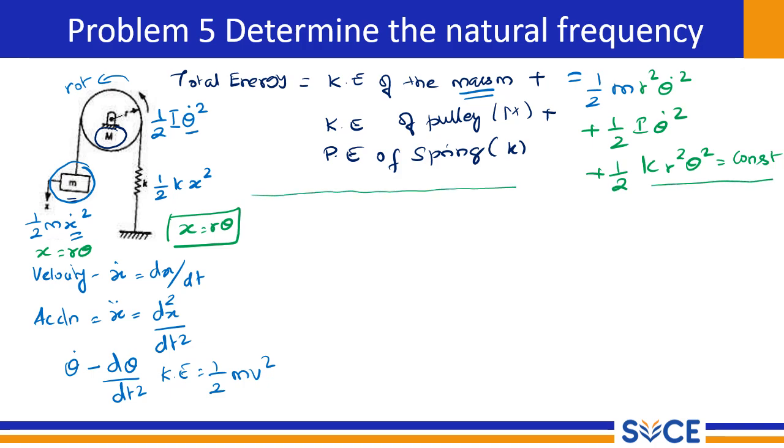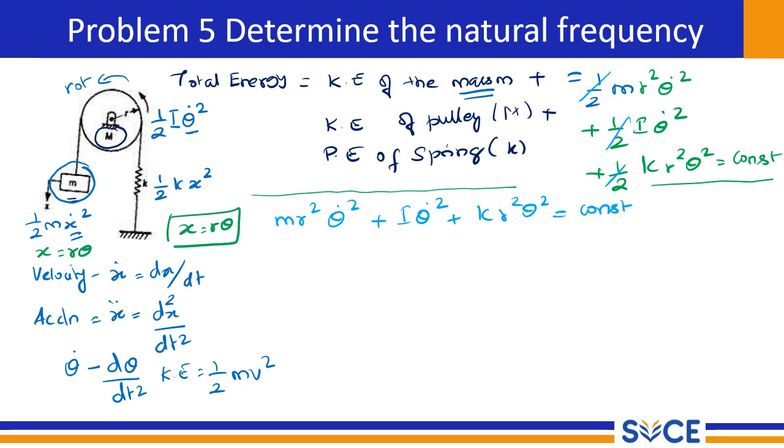Now we move on. I am writing the equation once again properly. Let me cancel the half everywhere here itself. So it is m r square theta dot square plus I theta dot square plus k r square theta square equal to constant.